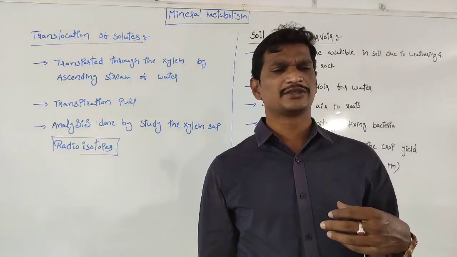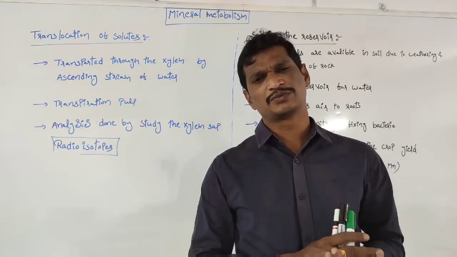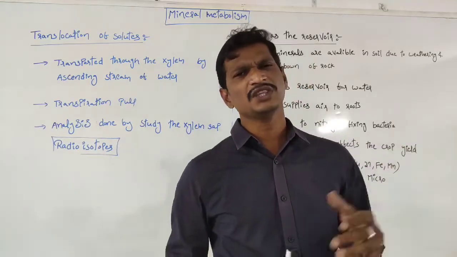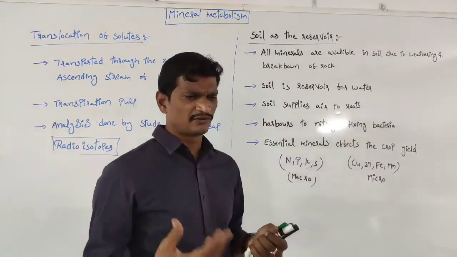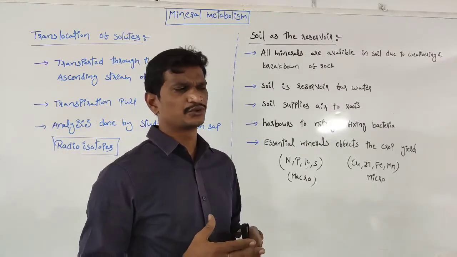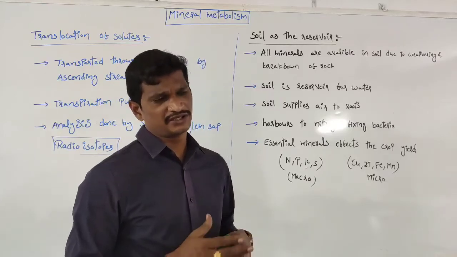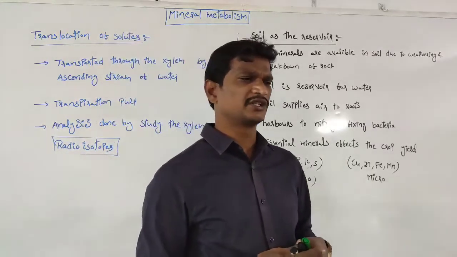Apoplast mechanism means between the cells there is a space. Through that space, water is transported, and along with the water, the minerals are also transported. And the second one is the symplast mechanism. From one cell to another cell there are cytoplasmic connections. Through the plasmodesmata structures, the water molecules, and along with the water, minerals are also transported.